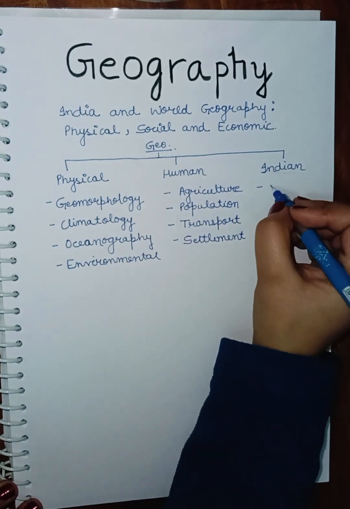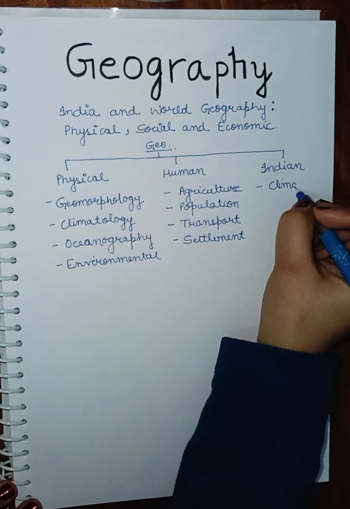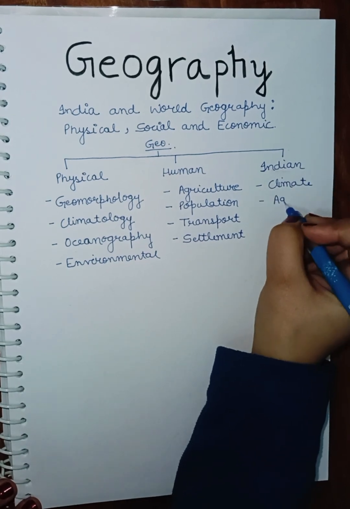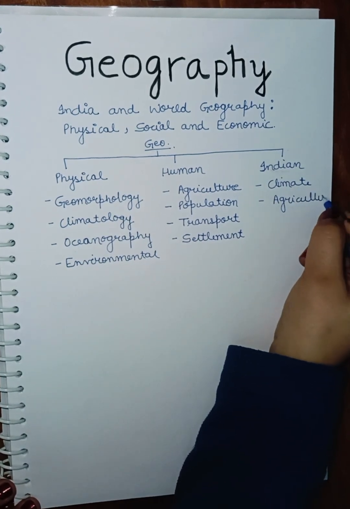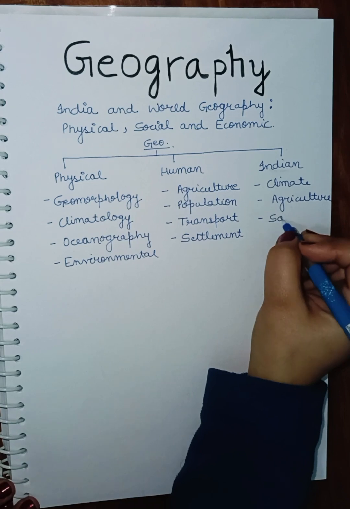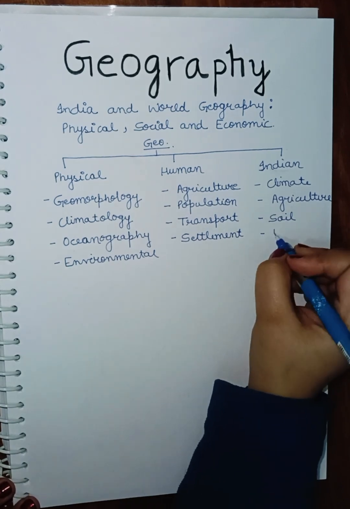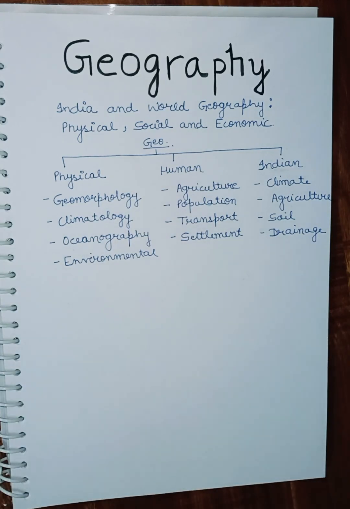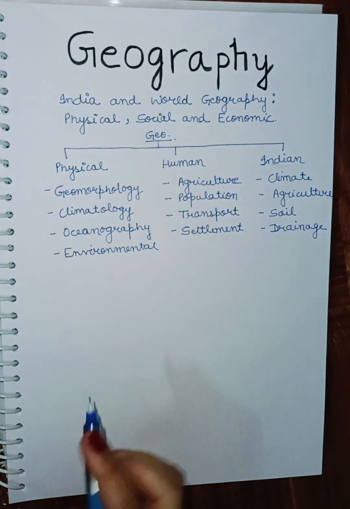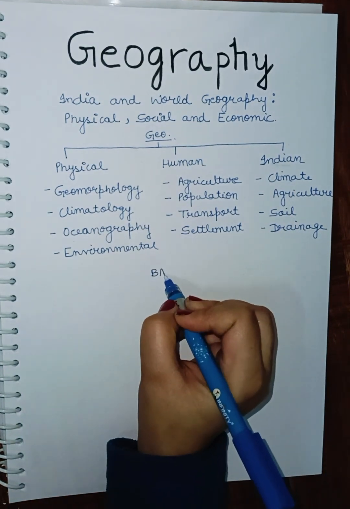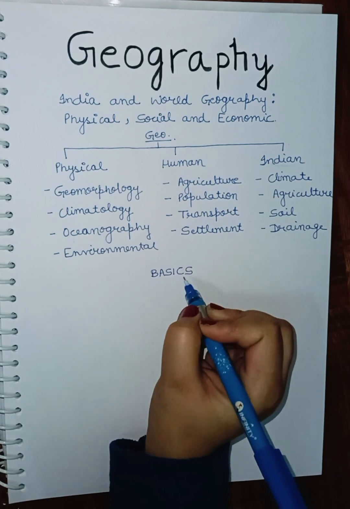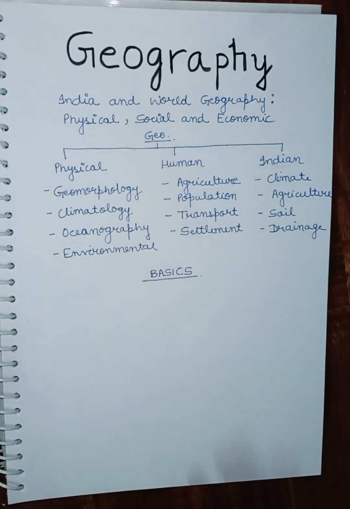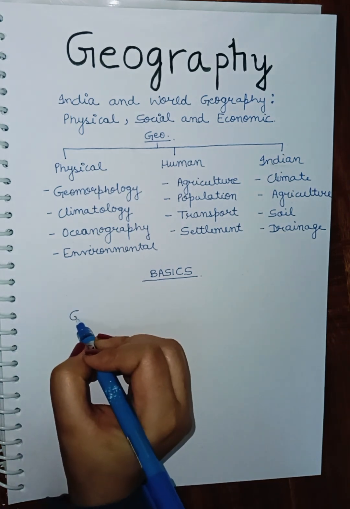In Indian geography, we have climate, agriculture, soil, and drainage. So from today, we are going to start with the basics of geography. It will help us in understanding the basic concepts of geography, which will help in physical, human, and even in Indian geography.